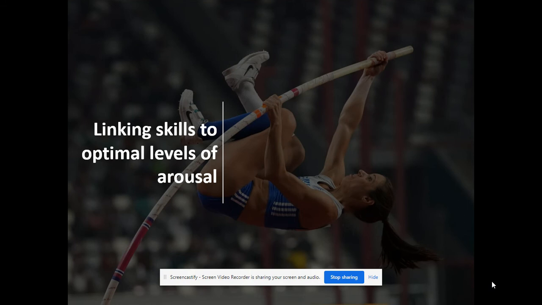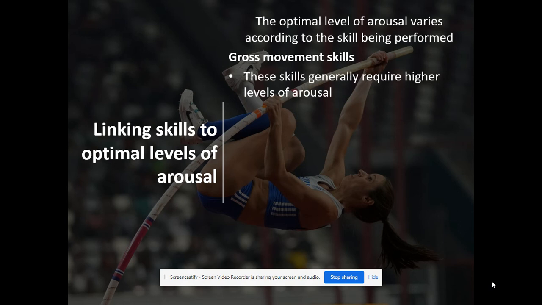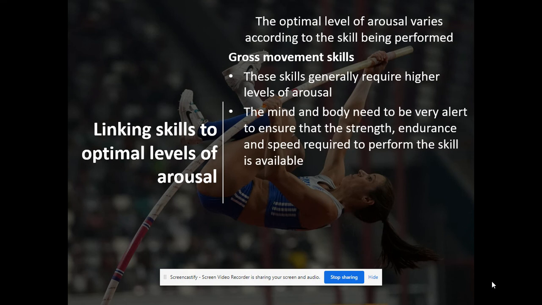So now we need to link the skills to optimal levels of arousal. So the optimal level of arousal varies according to the skill that's being performed. So gross movement skills, so these are big movements. So if you remember, they're big muscle groups are gross movement skills. These skills generally require higher levels of arousal. The mind and body need to be very alert to ensure that the strength, endurance, and speed required to perform the skill is available. The opposite side, fine movement skills.